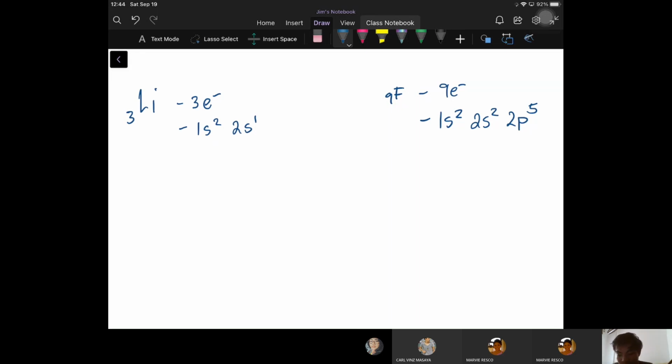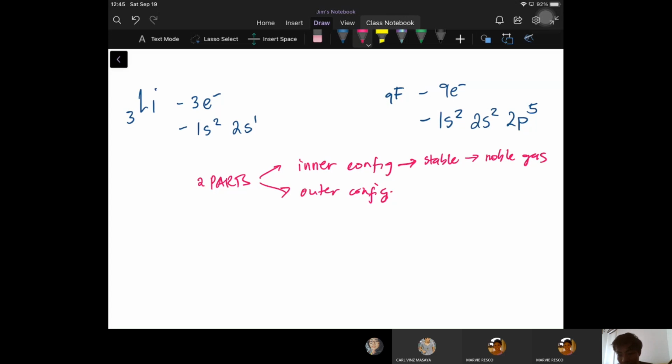Okay, so ganito. Yung ating electronic configuration, focus muna tayo sa electronic configuration. Dalawang parts yan. Ano yung dalawang parts ng electron configuration? You have your inner configuration and the outer configuration. So ano yung inner configuration? Ito yung stable configuration because they represent the noble gas. Sila yung nagre-represent ng noble gas configuration. Mamaya makikita natin kung ano yan.